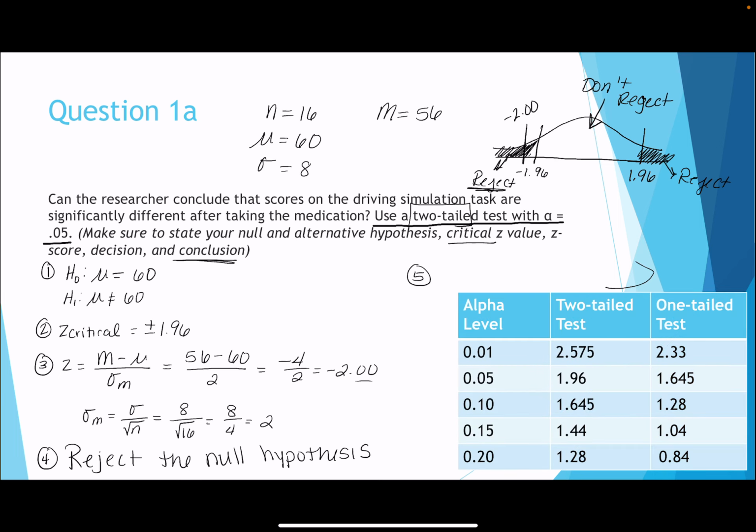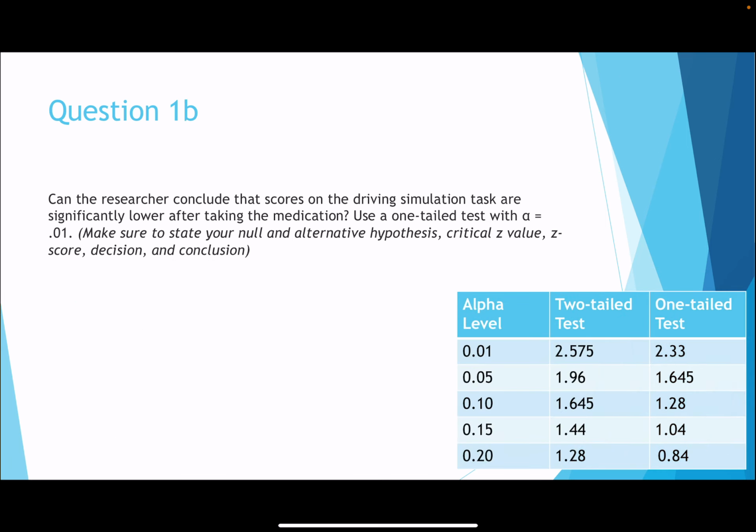So let's do the second part to this. Oops, there's my alpha levels. Sorry, I didn't realize it came up like that. So let's do the second one. Look, there's our alpha levels again. So we have the researcher conclude that the scores on the driving simulation change significantly, but this time we want to do a one-tailed test at an alpha level of 0.01. And we're also saying that it is lower.